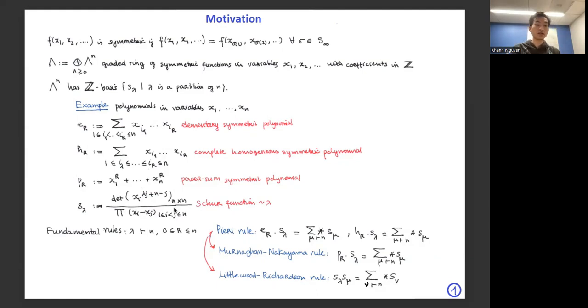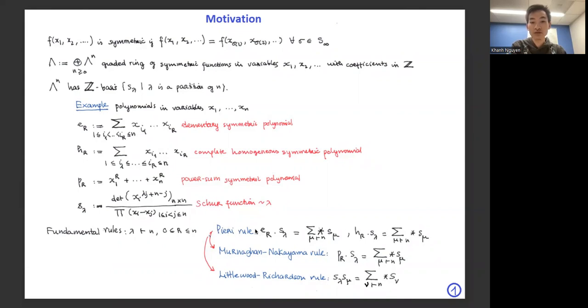Now in the theory of symmetric functions, we consider some fundamental rules. Namely, let lambda be a partition of n and r be any integer in the interval 0 to n. So we consider the first fundamental rule, named the Pieri rule. It gives us the branching rule for the product of an elementary symmetric polynomial with a Schur function, or the product of a homogeneous symmetric polynomial with a Schur function.